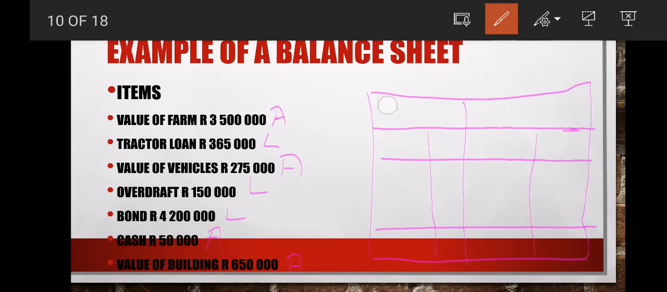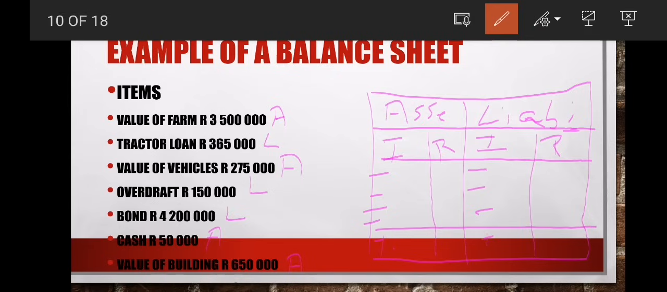Assets, liability. Item, rents. Then you say assets: value of the building, value of vehicles, cash, value of the farm. Liability: tractor loan, overdraft, bond. You come up with a total.